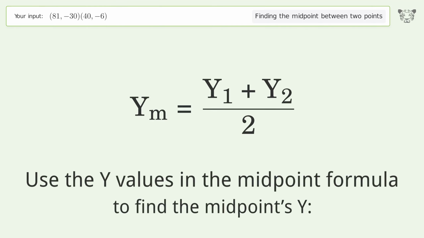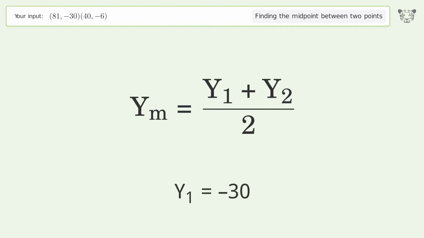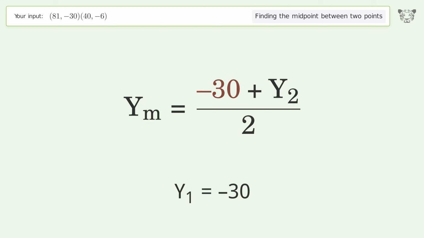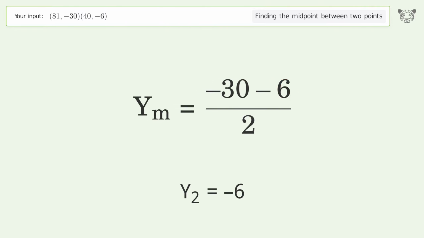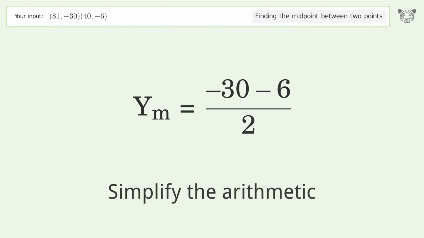Use the y values in the midpoint formula to find the midpoint's y. y1 equals -30. y2 equals -6. Simplify the arithmetic.